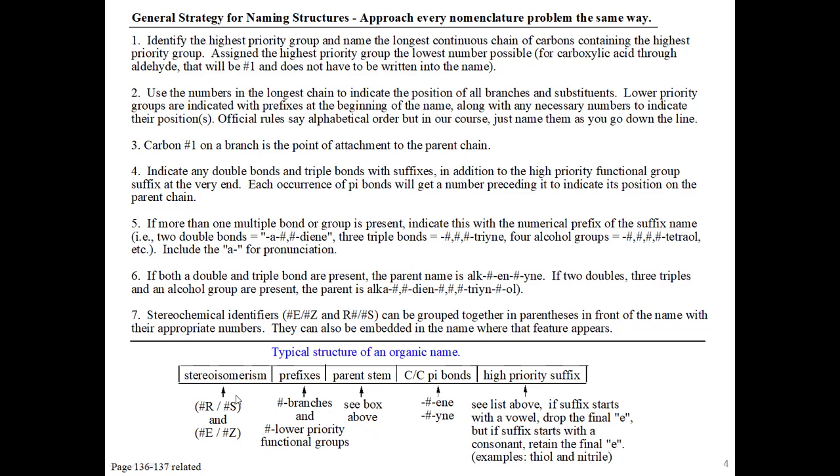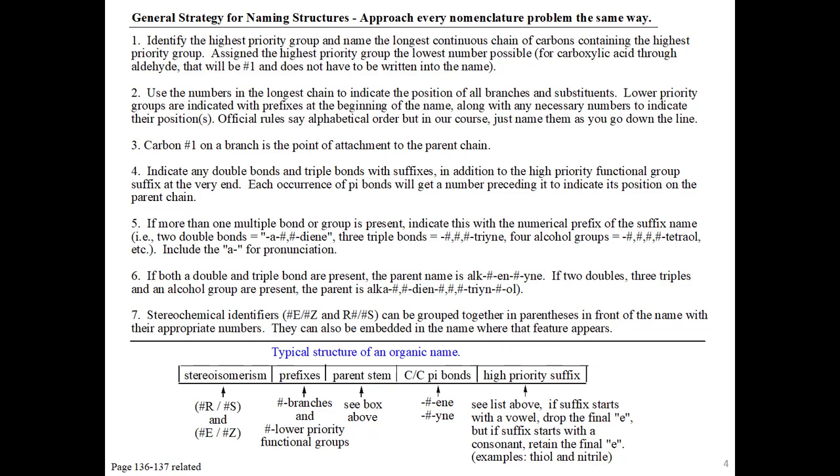Okay, so a name will typically have some stereochemistry features here, all the prefixes and branches with their numbers here, and the parent name based on the longest chain. You had a list of the required ones up above. And then any double bonds or triple bonds you have, however many there are. And then whatever the highest priority group is, the suffix name right here. If the suffix starts with a vowel, you drop the final E. And if the suffix does not start with a vowel, like nitrile and thiol, then you keep the E.